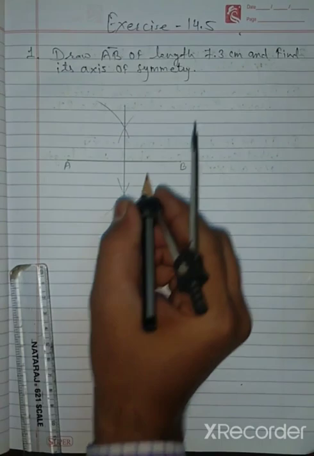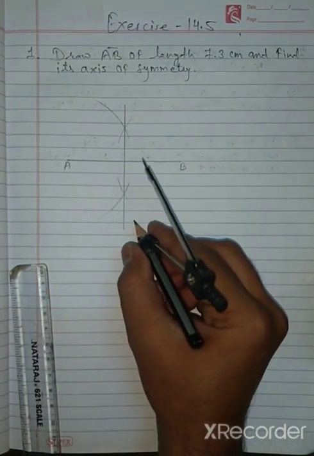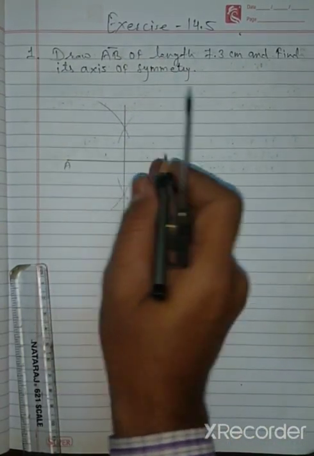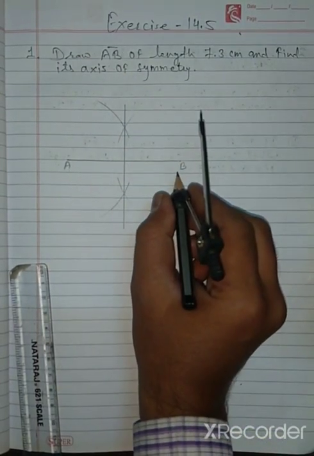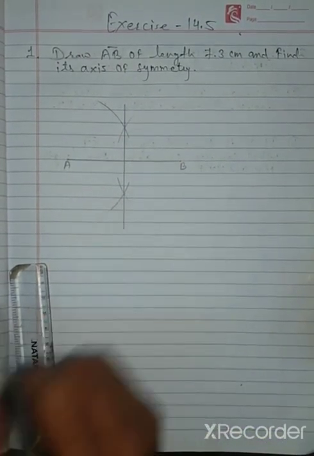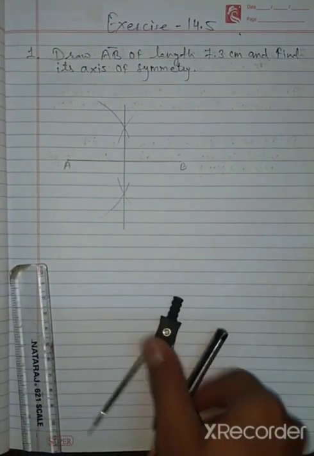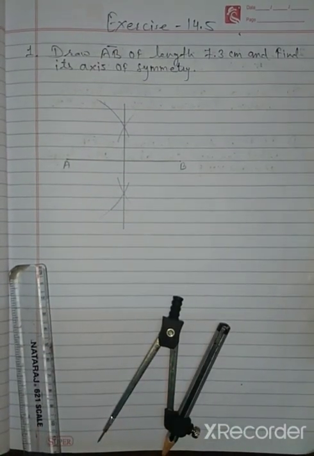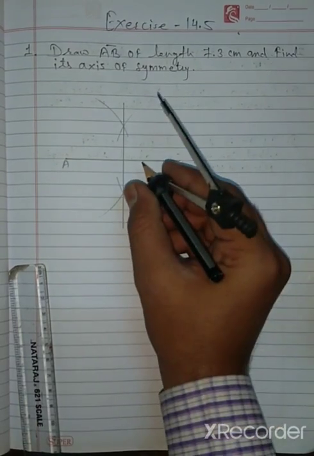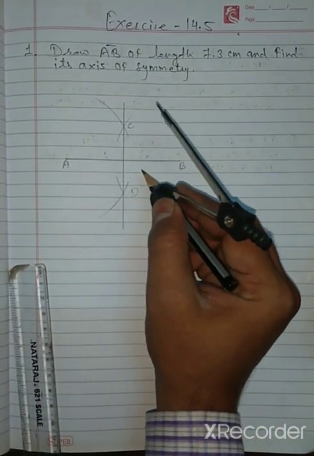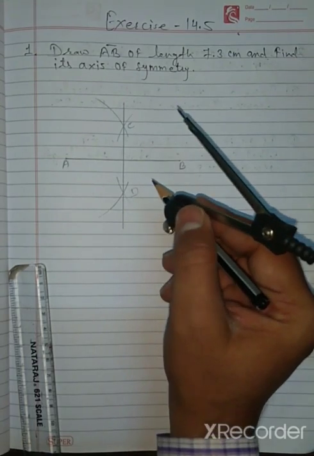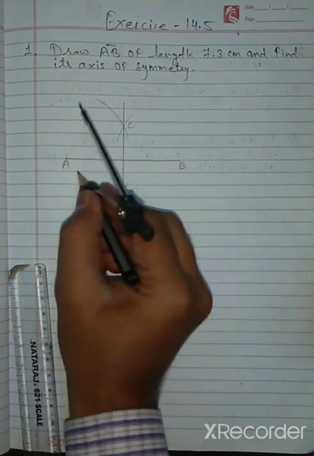So you can see this is the axis of symmetry. This is the perpendicular bisector of the line segment AB. We can name these points C and D. Here CD is the axis of symmetry of the line segment AB.